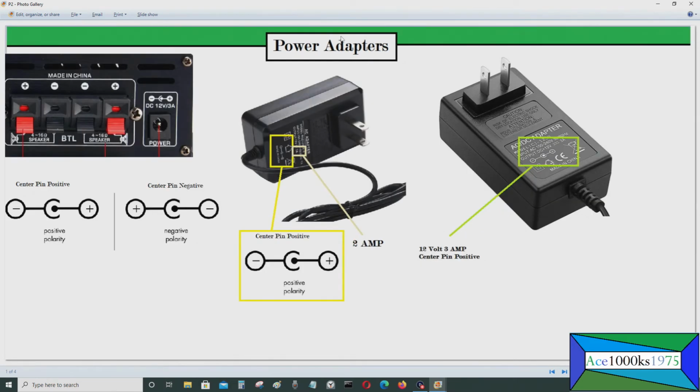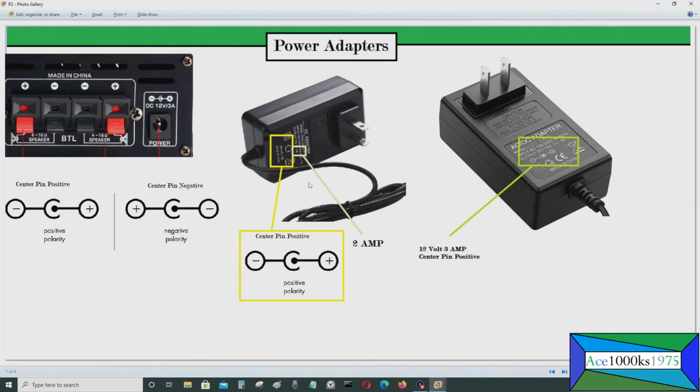Okay, the next part. I was talking about center pin positive and center pin negative. To get the right one, you would have to look at the back of your product, or whatever you're plugging your power supply into, and it would show whether it is center pin positive. You'd have to pick the right one in relation to your power supply.